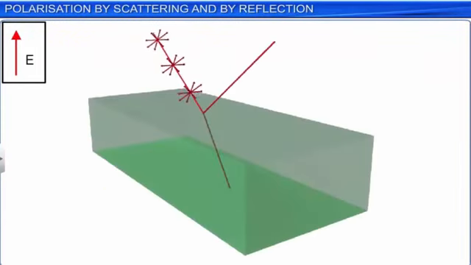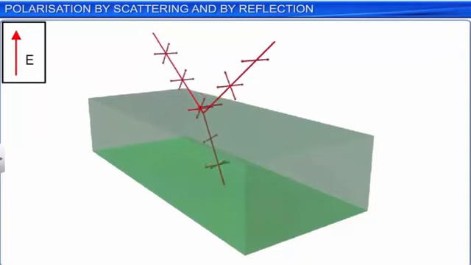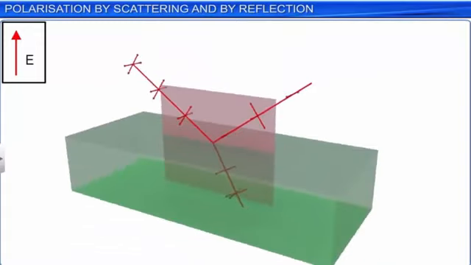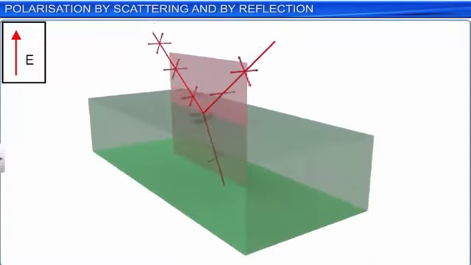Unpolarized light can also be totally or partially polarized by reflection. Consider an unpolarized light incident on an interface between two transparent media. We know that it will be partially reflected into the first medium and partially refracted into the second medium. We know that the plane of incidence is defined as the plane containing the incident light, reflected light, and the normal to the surface at the point of incidence.